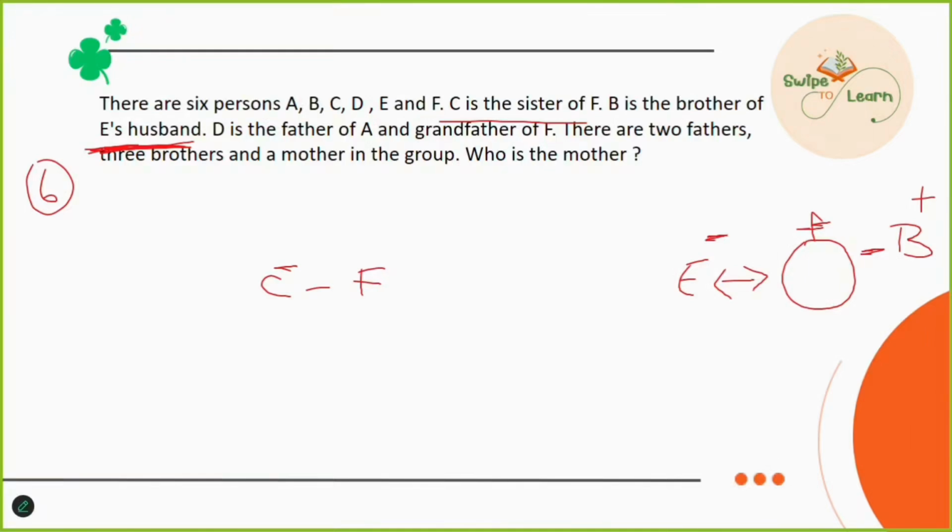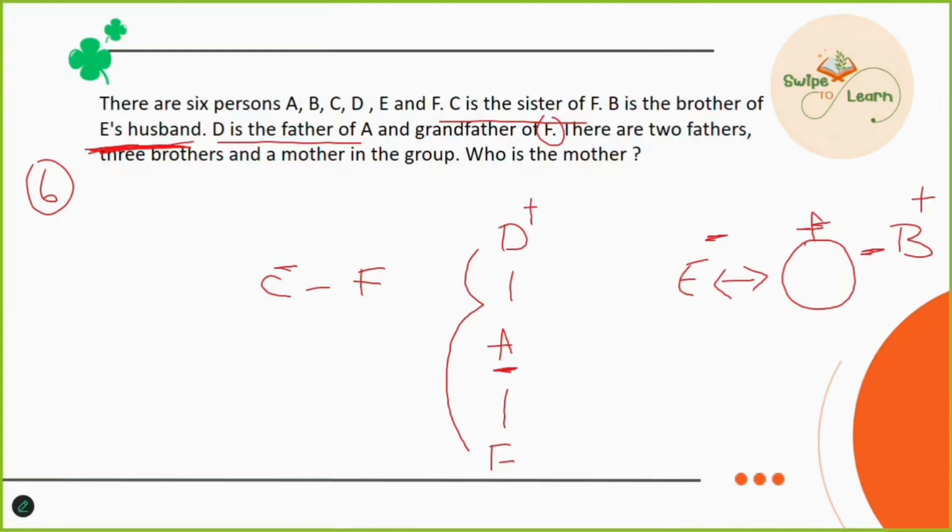Now D is the father of A. Let's write here: D is father of A and grandfather of F. That means this person A has a child who is F. Okay, D is father of A and grandfather of F.